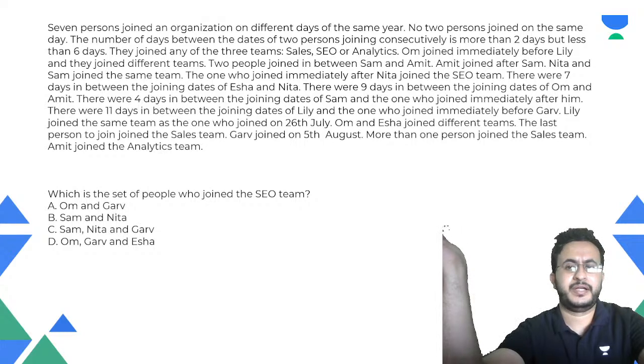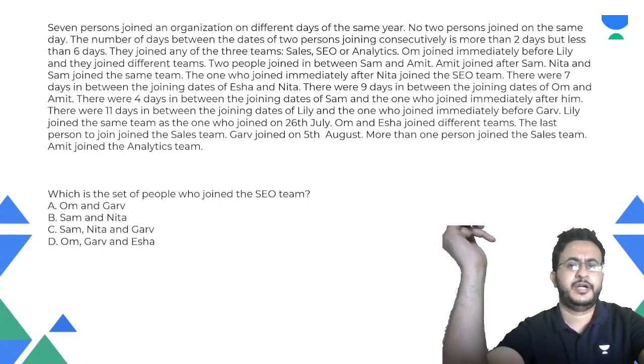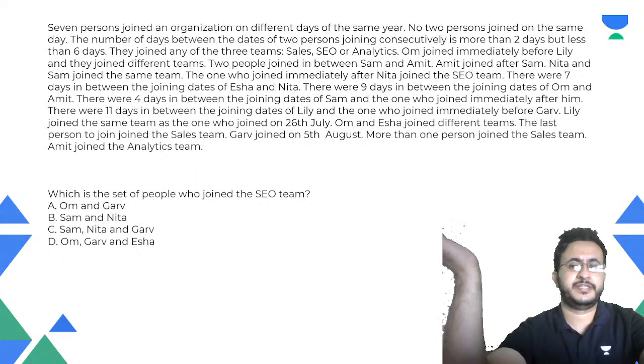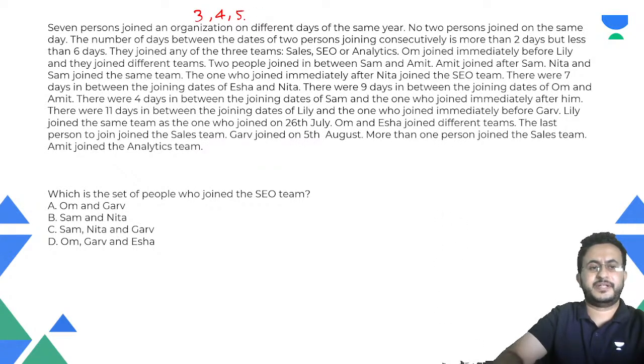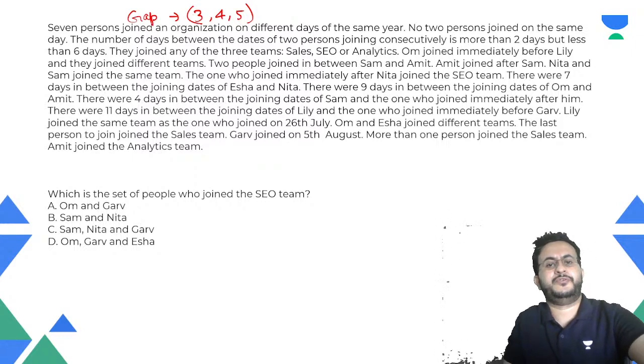It is given that the number of days between the dates of two persons joining consecutively is more than two but less than six. So more than two means three, four, five, and less than six means up to five. So the gap is either 3 days, 4 days, or 5 days between two people.